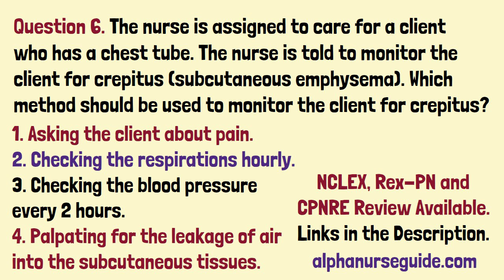The correct answer is 4. Palpating for the leakage of air into the subcutaneous tissues. Rationale: subcutaneous emphysema is also known as crepitus. It presents as a puffed-up appearance that is caused by the leakage of air into the subcutaneous tissues. It is monitored by palpating, and it feels like bubble wrap when palpated. Although options 1, 2, and 3 may be components of the plan of care for a client with a chest tube, these actions will not identify subcutaneous emphysema.